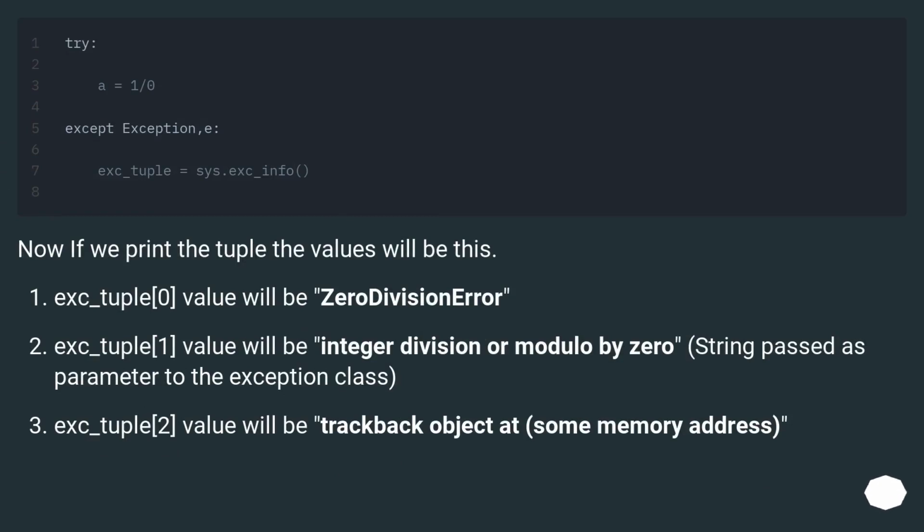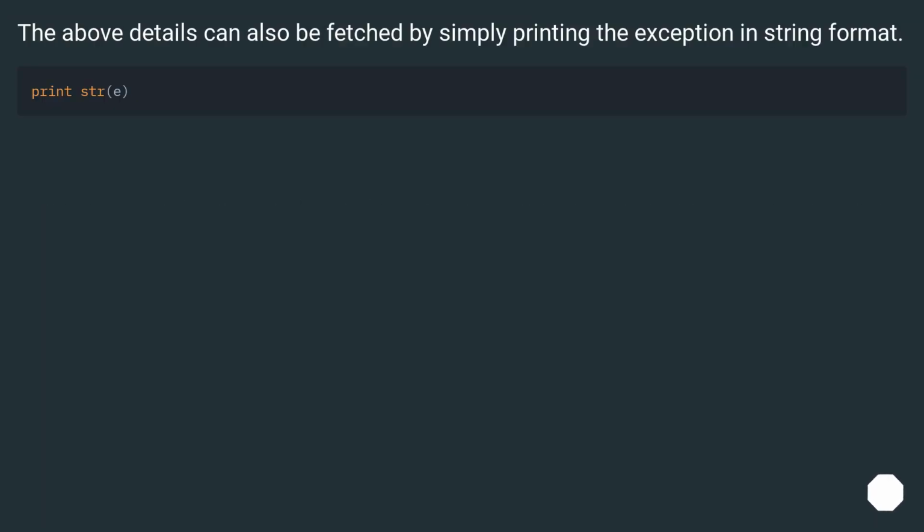now if we print the tuple the values will be this. exc_tuple[0] value will be ZeroDivisionError, exc_tuple[1] value will be "integer division or modulo by zero", the string passed as parameter to the exception class, exc_tuple[2] value will be a traceback object at some memory address. The above details can also be fetched by simply printing the exception in string format.